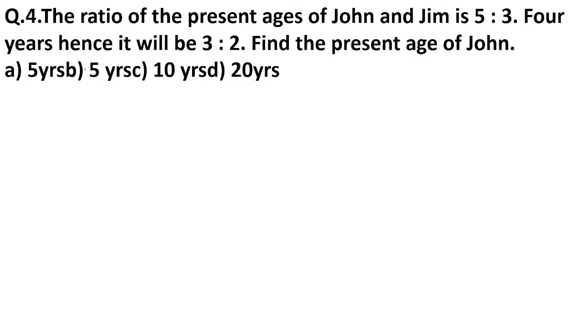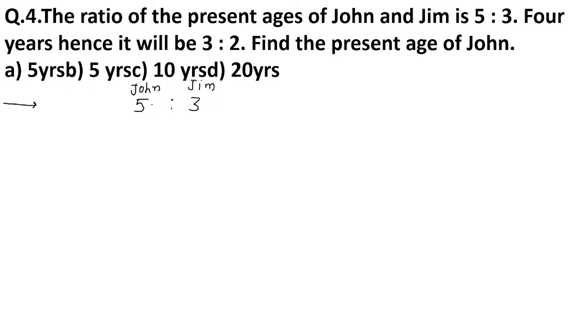The ratio of present ages of John and Jim is 5:3. After 4 years, the ratio of their ages will be 3:2. Find the present age of John. Tell me the answer. Again, the same category that we have discussed before. What is the present age ratio given, students? 5:3. This is of John and Jim.